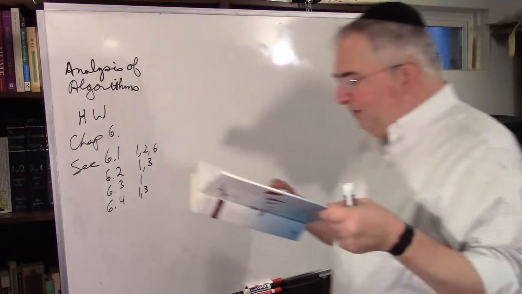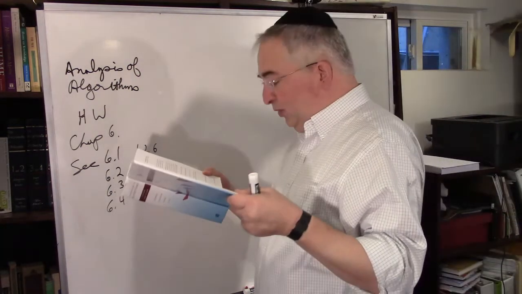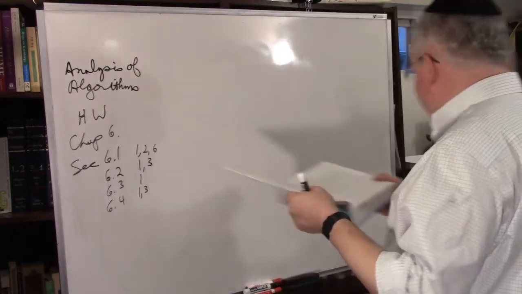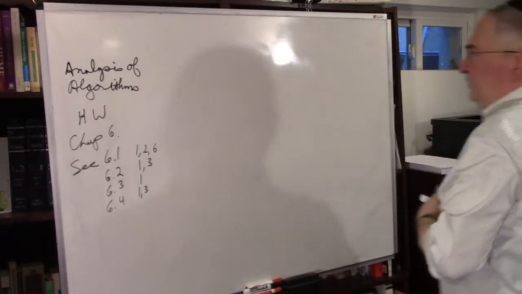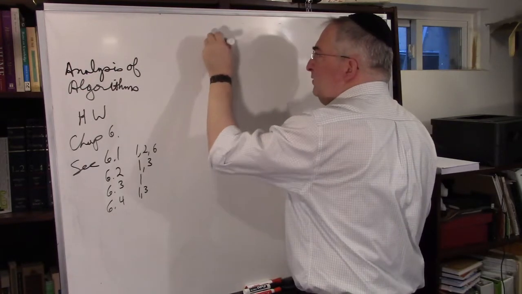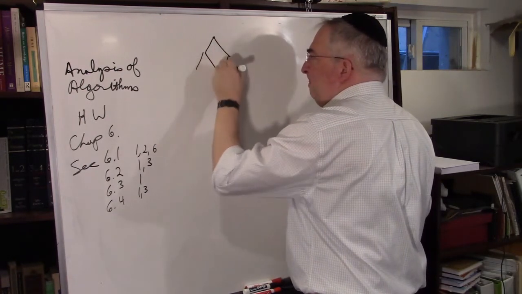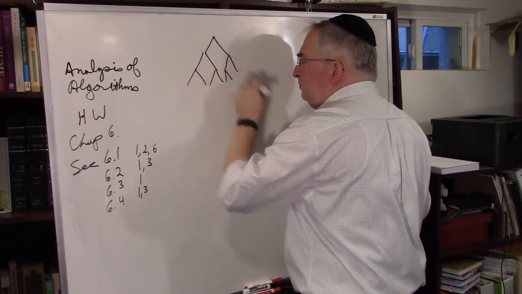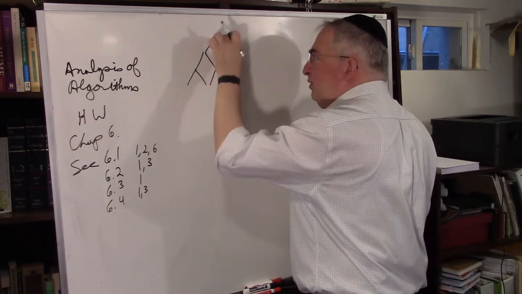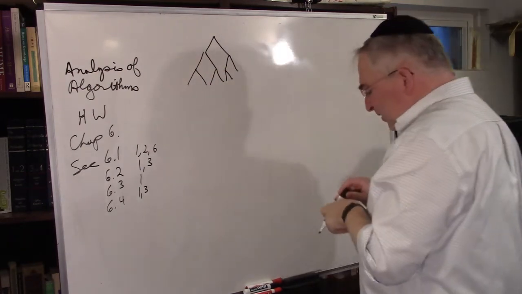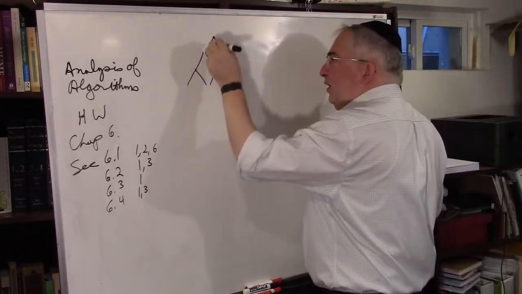What is the minimum and maximum? Okay, so 6.1-1. What is the minimum and maximum numbers of elements in a heap of height h? Let's do this. Remember what a heap is. This has height 0, 1, 2, 3. Now the minimum number is 1.